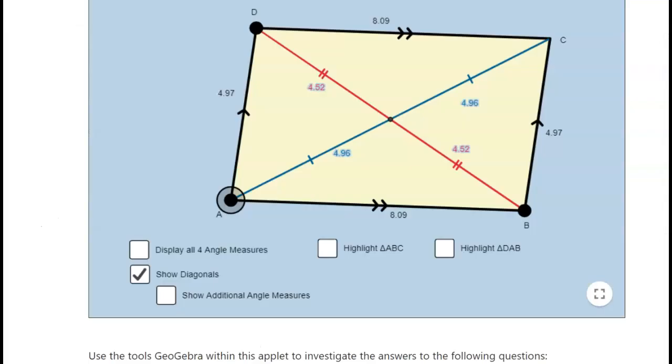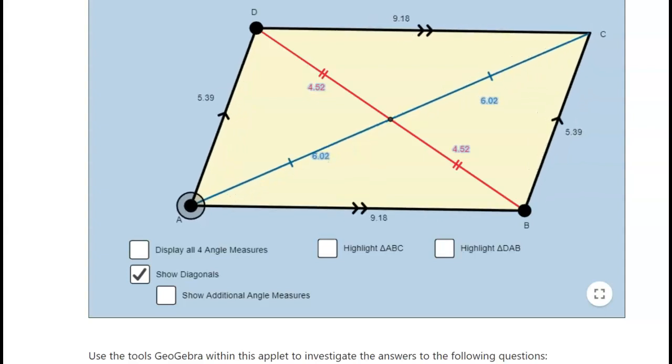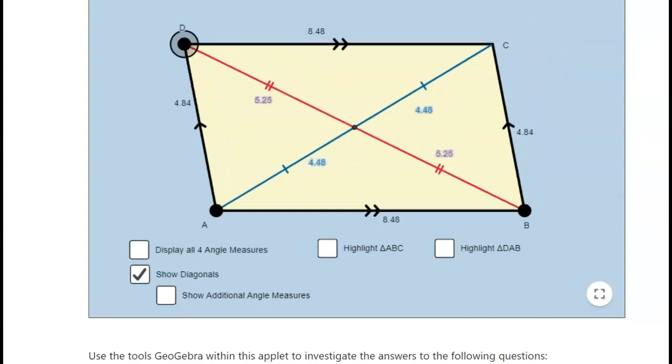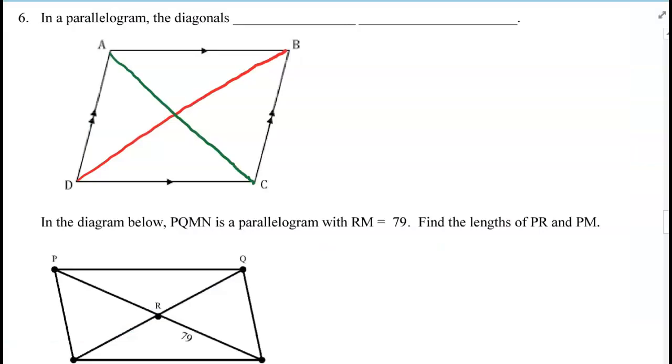If you look at the visual, I have the diagonals drawn, and you can see a portion of the diagonal is 4.52 and the other portion I'm highlighting is 4.52. And then 4.96, 4.96. Even if I were to drag and make this parallelogram different, you'll see that the diagonals are cut in half, meaning 5.25, 5.25, 4.48, 4.48. So the property is that the diagonals in a parallelogram bisect each other.